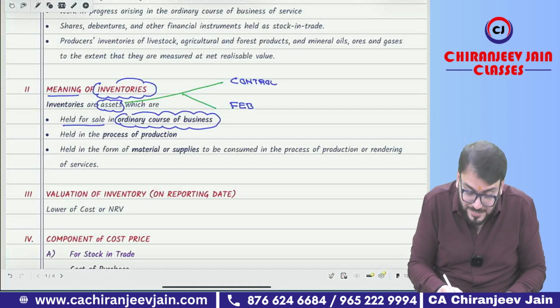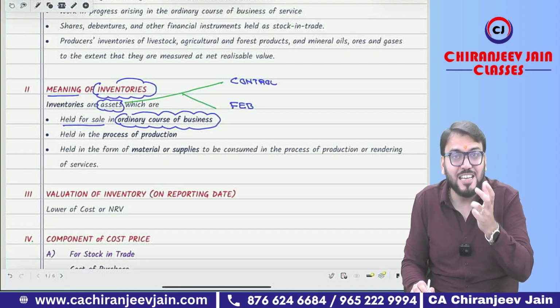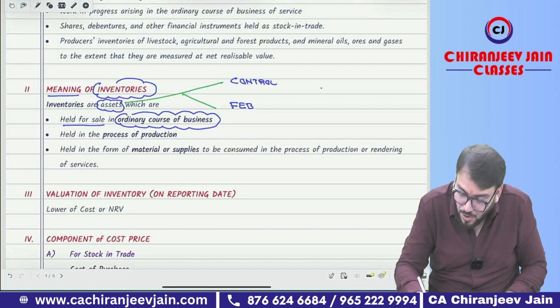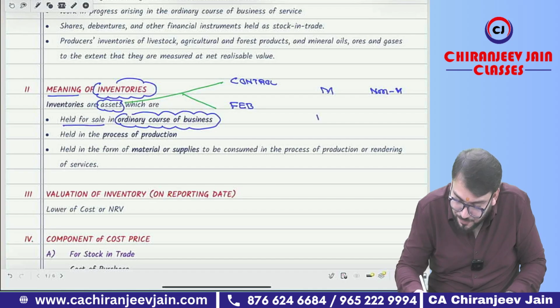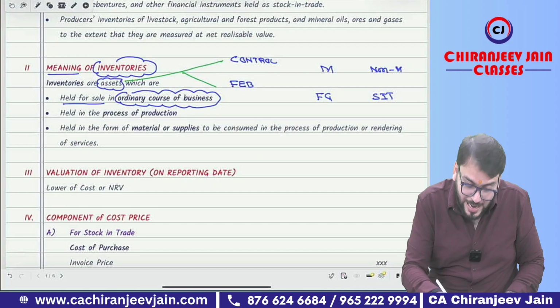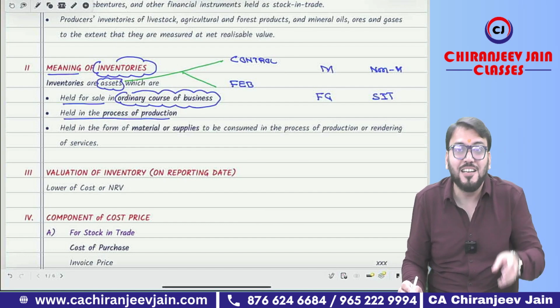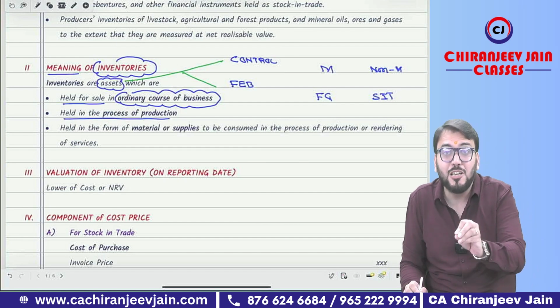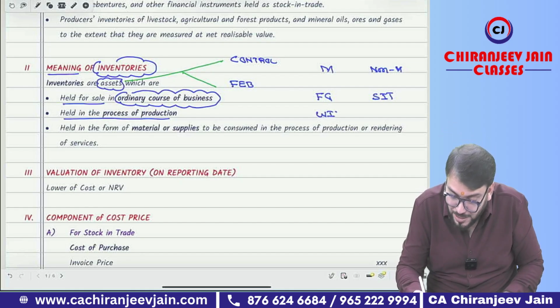So inventories are assets which are held for sale in the ordinary course of business. So can I say, for manufacturing and for non-manufacturing? For manufacturing, it will be finished goods. For non-manufacturing, it will be stock in trade. Correct. So inventories are assets which are held for sale in the ordinary course of business and held in the process of production. Held in the process of production means production started but not yet completed. So that is nothing but WIP. This will be WIP in case of manufacturing.